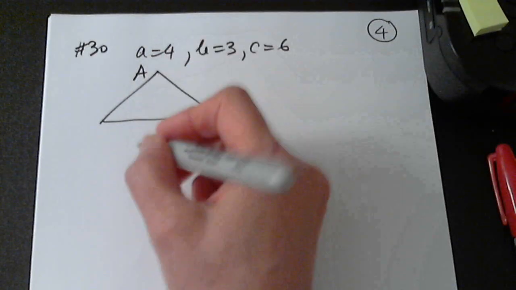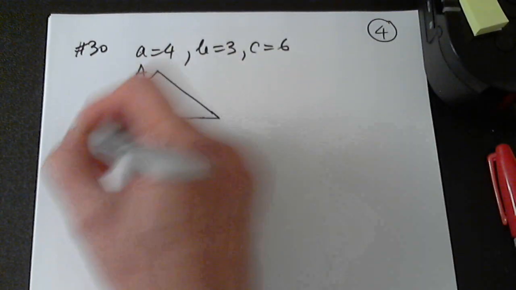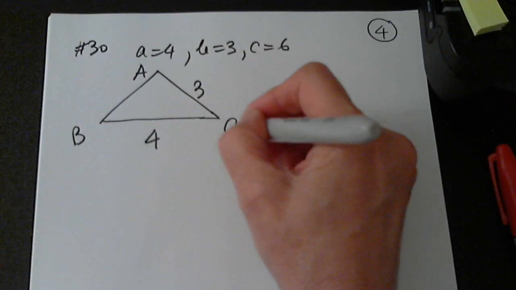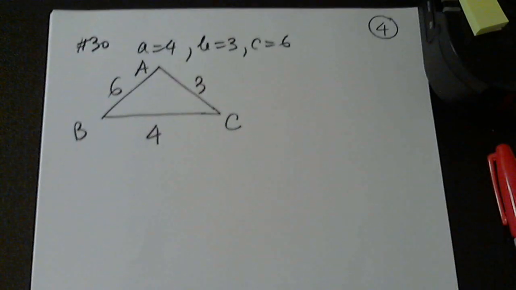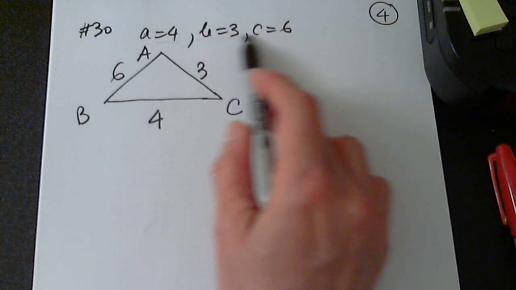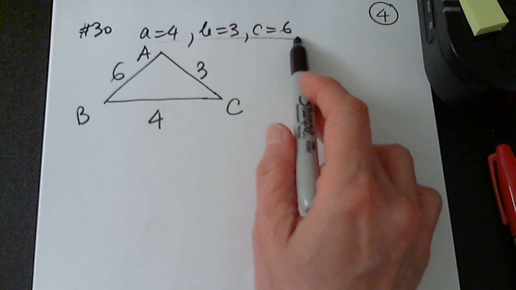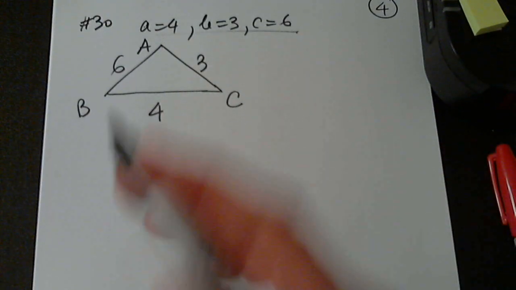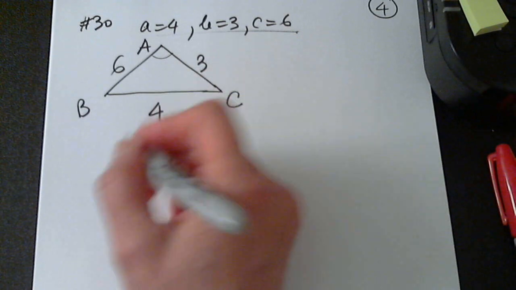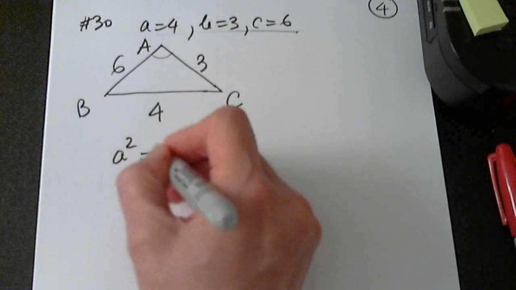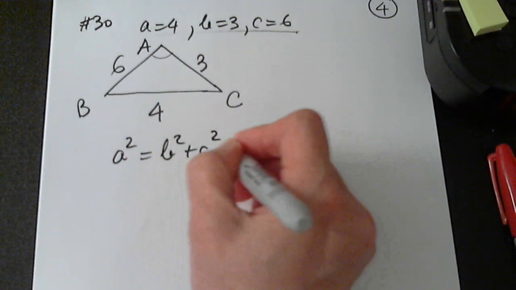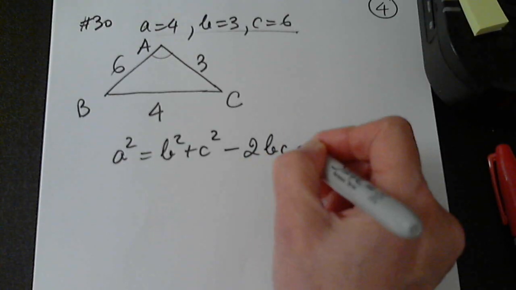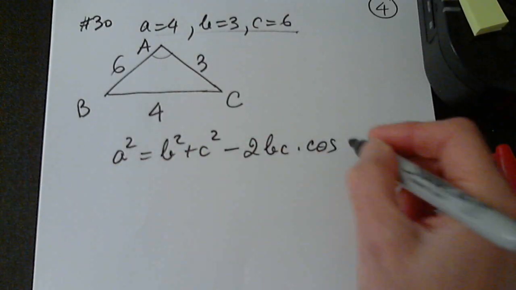And then we have A with the opposite of 4. We have B with the opposite of 3. And we have C with the opposite of 6. Since we have 3 sides, we have to use law of cosines. It doesn't matter which angle you want to determine. Let's say if we want to determine A, then we will write A squared equals B squared plus C squared minus 2BC cosine A.